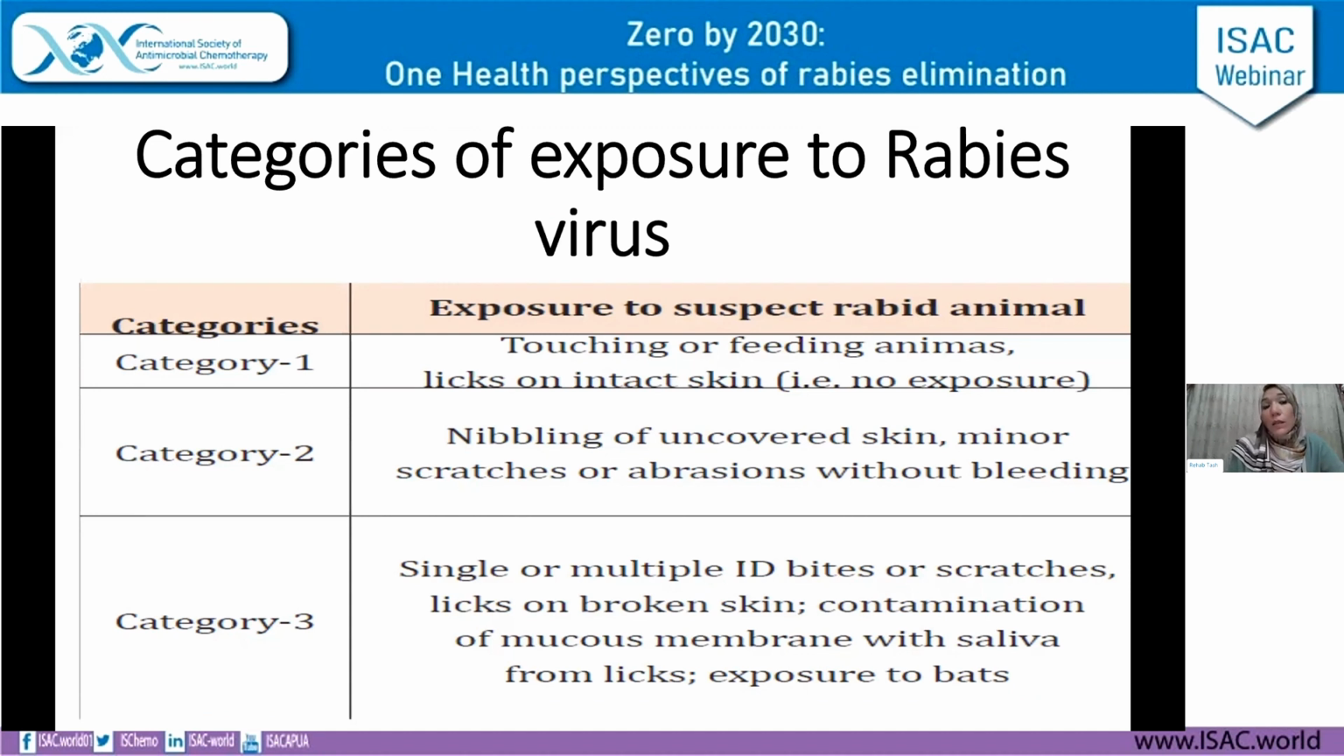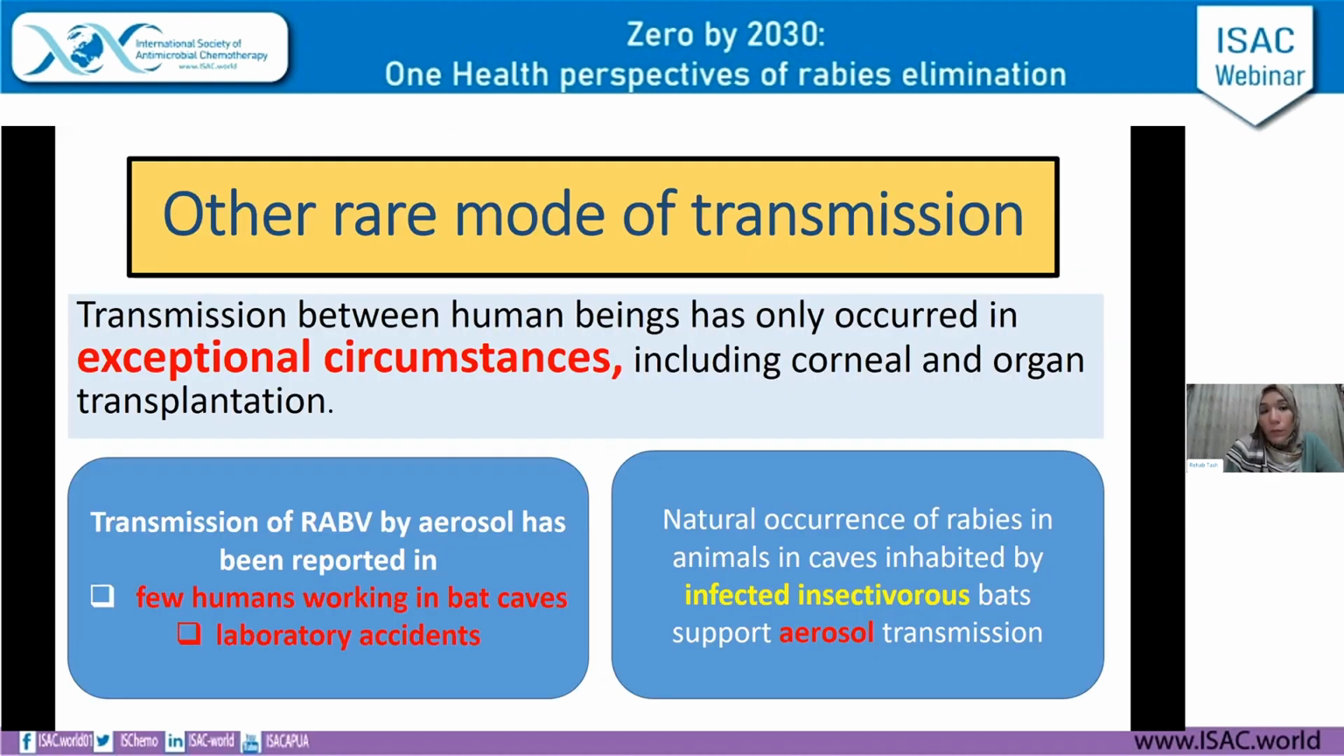WHO has 3 categories of risk of exposure to rabies virus. Category 1 is considered no exposure; as we said, intact skin has no risk of exposure to the virus. Category 2 is a wound with no bleeding. Category 3: again, bats come into the picture, and mucous membrane exposure to saliva or aerosols from bats is category 3, with all precautions applied.